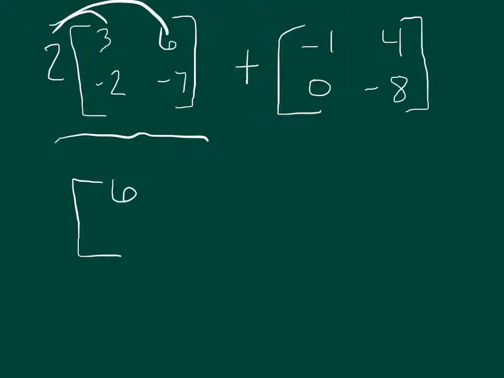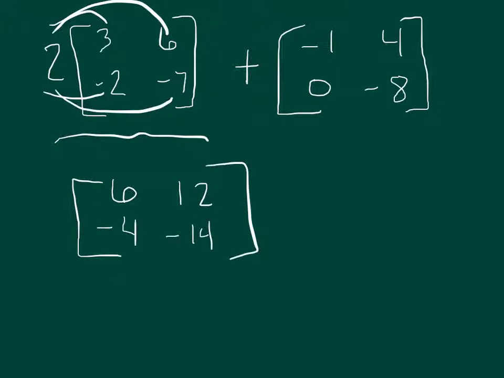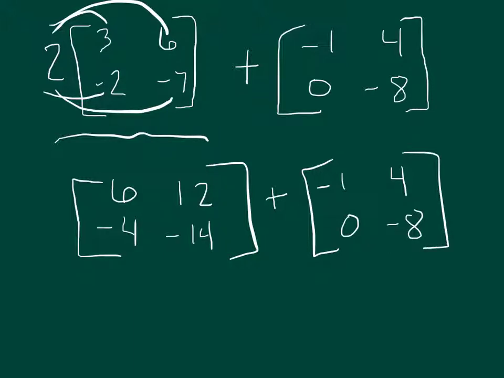2 times 6 is 12. 2 times -2 is -4. 2 times -7 is -14. And then we're going to take that new matrix and we're going to add the other matrix, -1, 4, 0, and -8. Again, we only add, subtract, or multiply the pieces of data that are in the same spots.